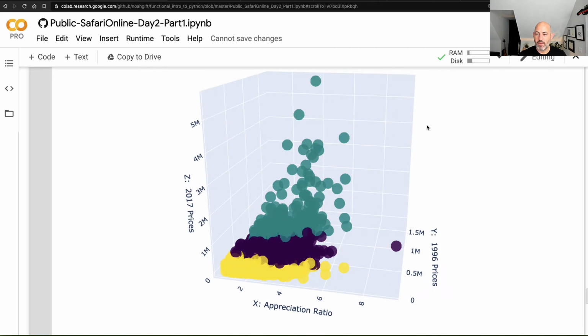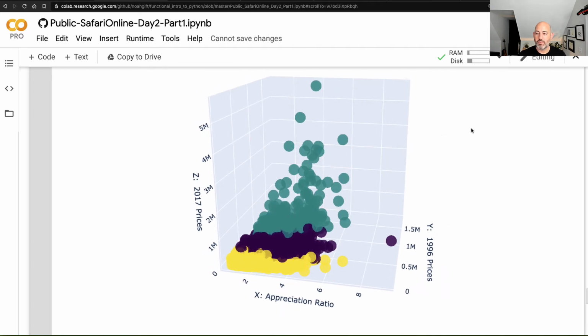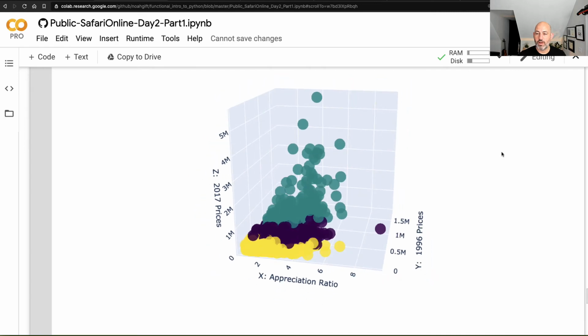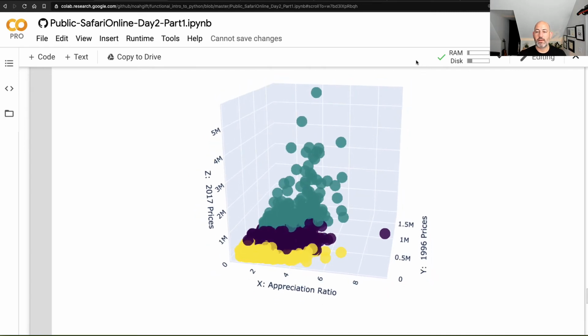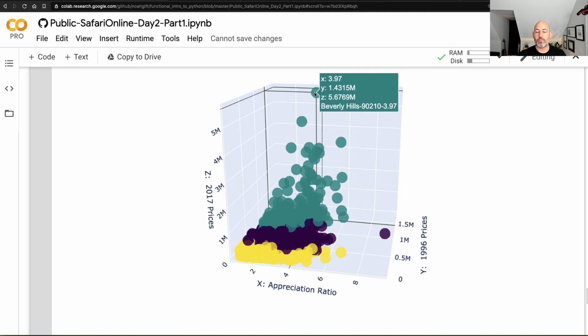There's a TV show called Beverly Hills 90210 when I was a kid, and it was about the richest people in the United States. You can see that 90210 is in fact still the most wealthy zip code as of the end of 2017.